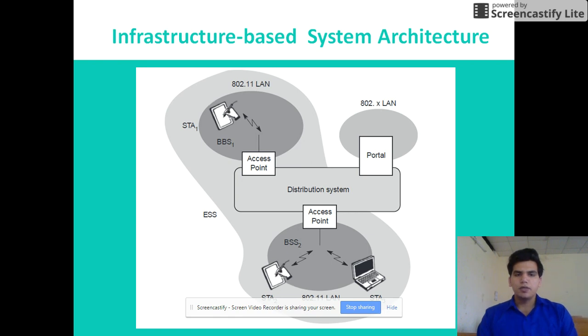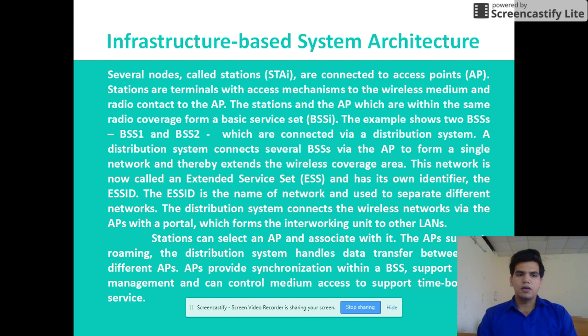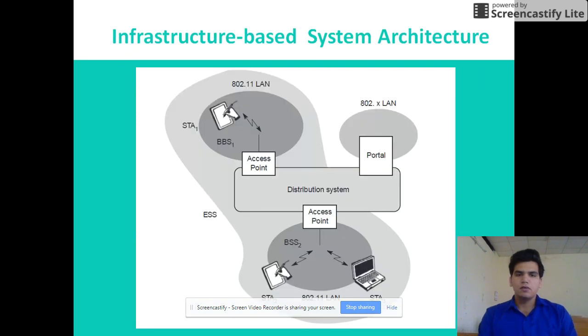Each access point is also connected with the distribution system, and this distribution system has a portal which connects us with other 802.x LAN devices. Many BSSs are grouped together to form an ESS, that is, extended service set, and this ESS has its own ID, which we call the ESSID, used to identify any extended service set. Without it, we cannot identify any extended service set. This is the infrastructure-based system architecture, and I have explained everything in this diagram.